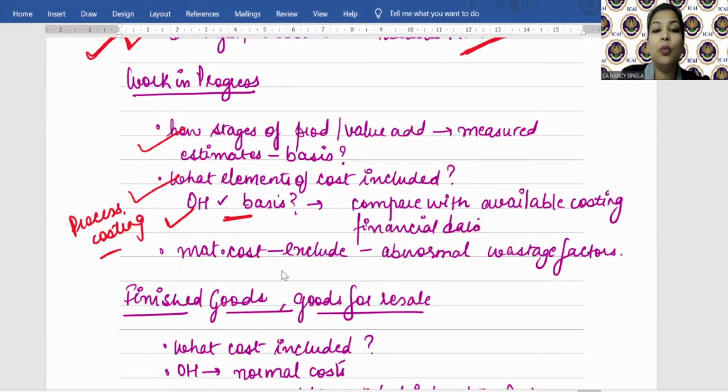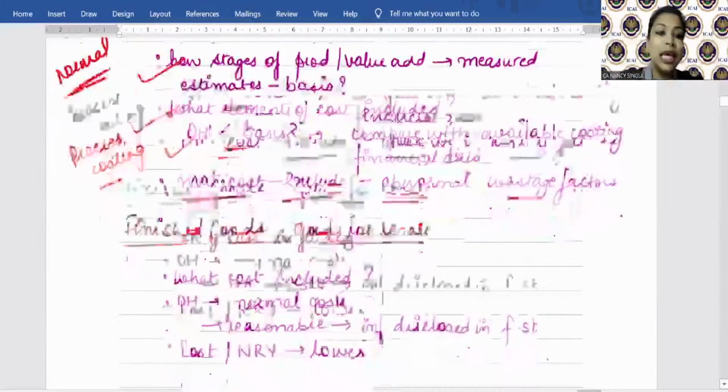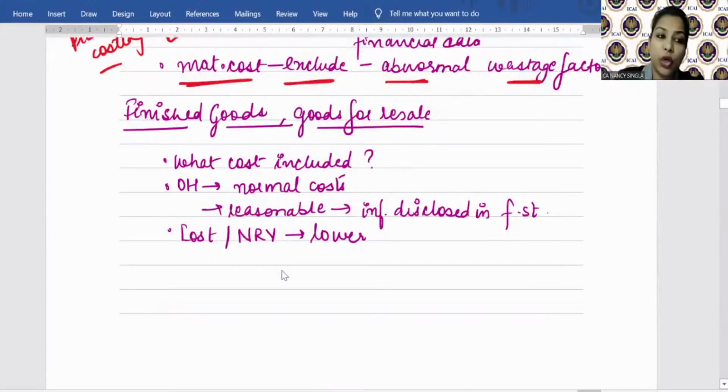So basically, whatever costing data or financial data is available, auditor will compare the overhead basis with that, right? And material cost shall exclude abnormal wastage, right? Because we have seen that only the normal cost, normal overheads are going to become the part of the work in progress inventory and not the abnormal wastage, right? Okay. So it is basically, Dhyanish, the budgeted cost, right? Now with respect to finished goods, again, what costs are included?